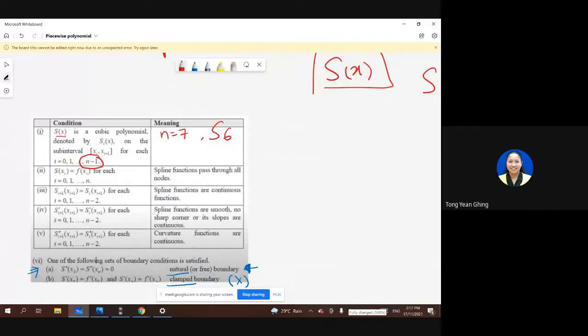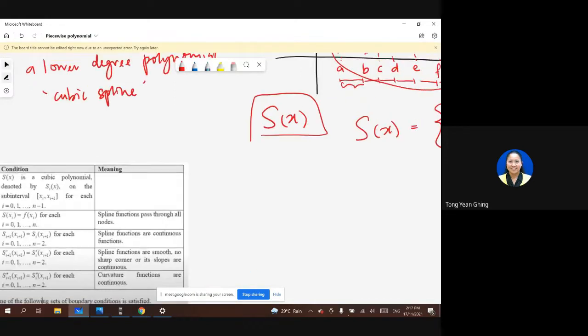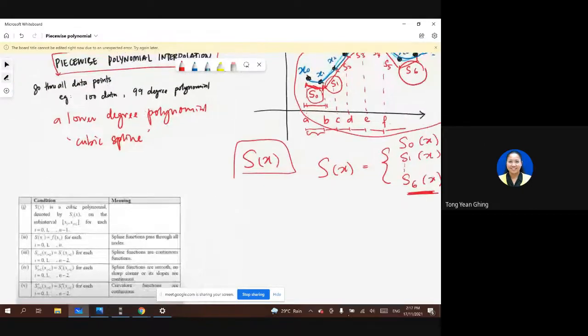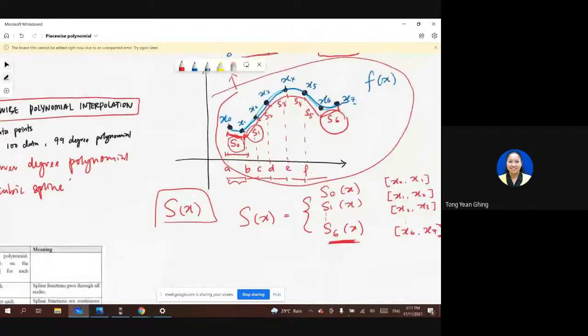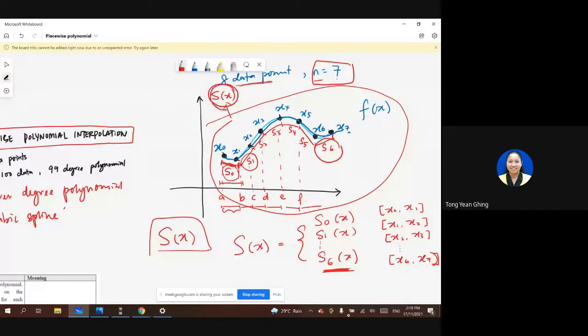And then the second one is saying that S(xi) has to be equal to f(xi) for each i equal to 0, 1, until n. So the meaning here is that we want the spline function passing through all the nodes. So kalau sini, let's say here, maksudnya, this is the formula that we want to do. We want to construct this new formula.